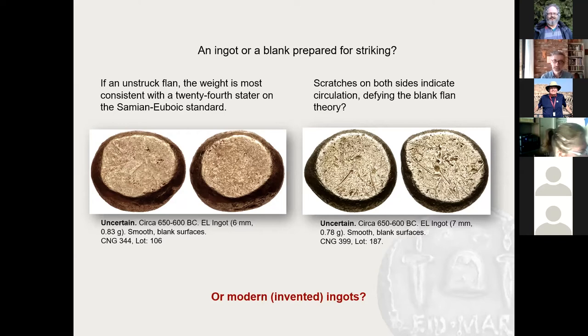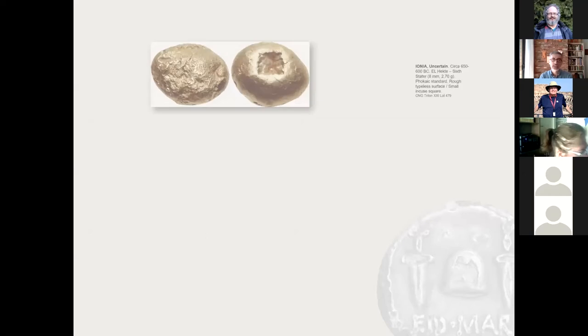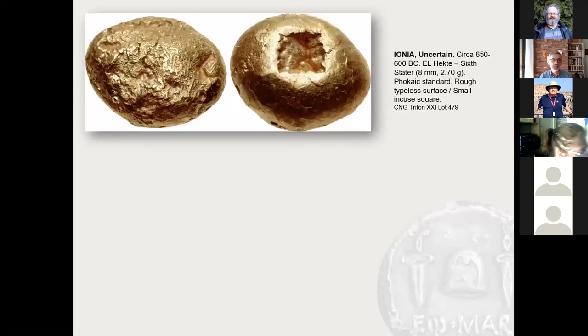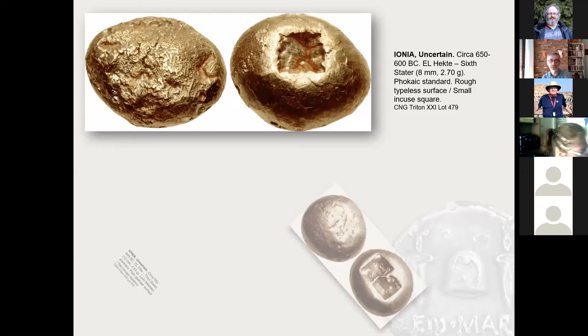However, contextual finds are very rare. So we're not in a position to attest to the right or intended use of these blanks. And then all of a sudden, we see lumps with a certain mark on one side.